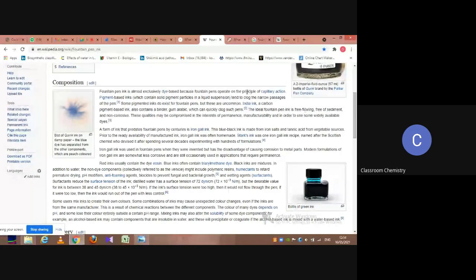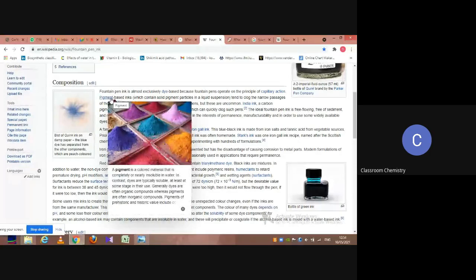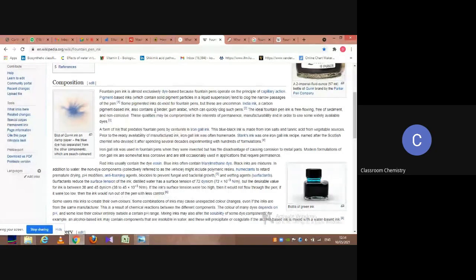Okay, there is an ink which is based on the pigment. Pigment म्हणजे काय? It is a colored material that is completely or nearly insoluble in water. In contrast, dyes are typically soluble. तर पिगमेंट आणि डाय मध्ये तुमच्या फरक लक्षात येईल की डाय हे सोल्युबल असतंय पण पिगमेंट इनसोल्युबल आहे. Okay, dyes are generally organic compounds whereas the pigments are often inorganic compounds. Okay, जास्त डिटेल्स बघूया आपण.